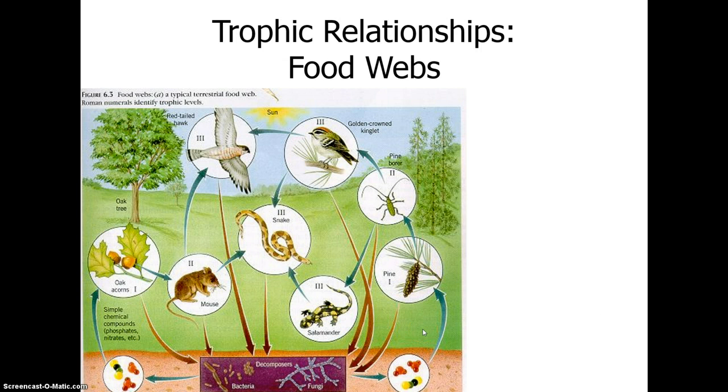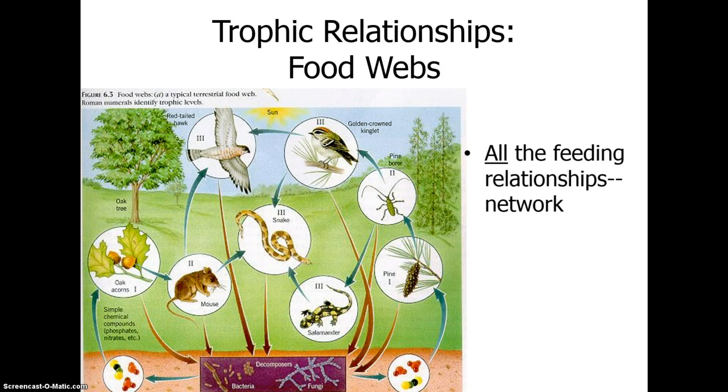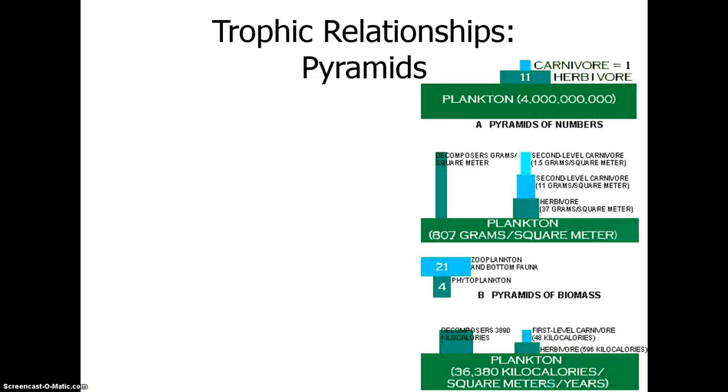Okay, so now we need to move on to food webs. Food webs are a little bit more complicated because they're showing all of the feeding relationships in the network. The arrows still are going just one direction, and that direction still is that flow of energy. Okay, so I know you guys know this stuff, so if you need help, come talk to me in class, but otherwise, we're moving on.